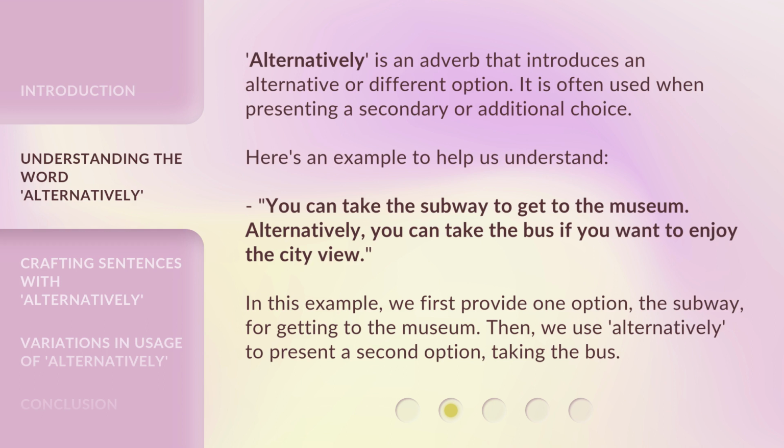In this example, we first provide one option, the subway, for getting to the museum. Then, we use alternatively to present a second option, taking the bus.